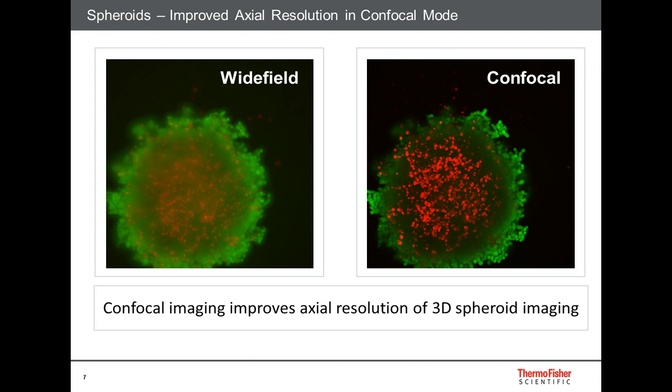And so here's an example using actual fluorescence where we can visualize live and dead cells both with wide field and confocal imaging, and it's clear that the cells on the interior of this three-dimensional structure are visible at greater resolution when we're using confocal imaging.